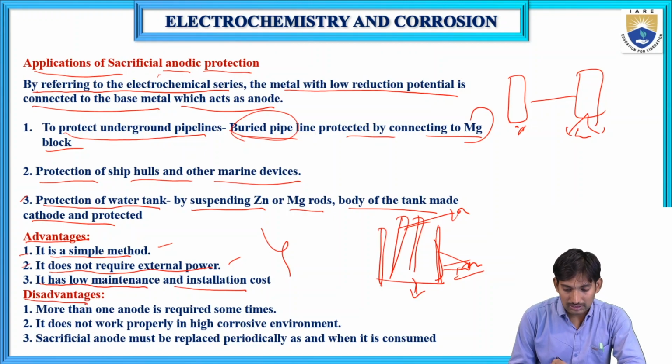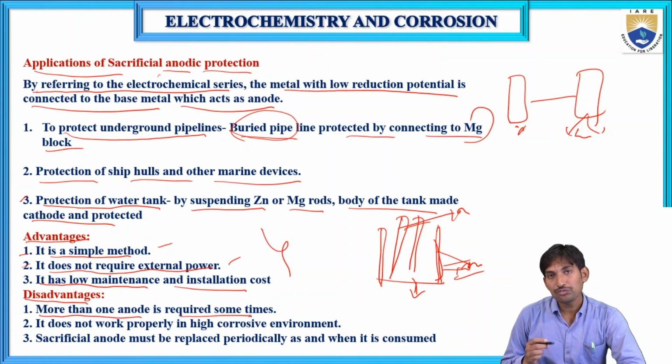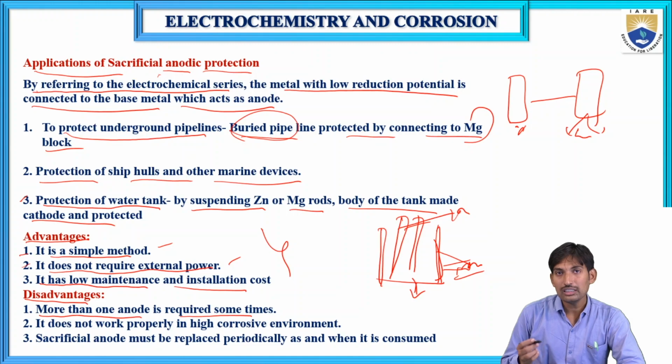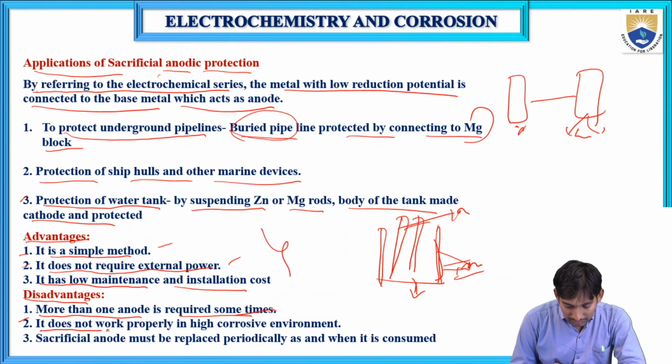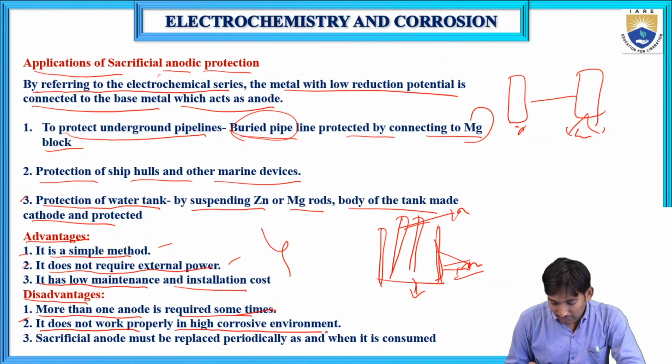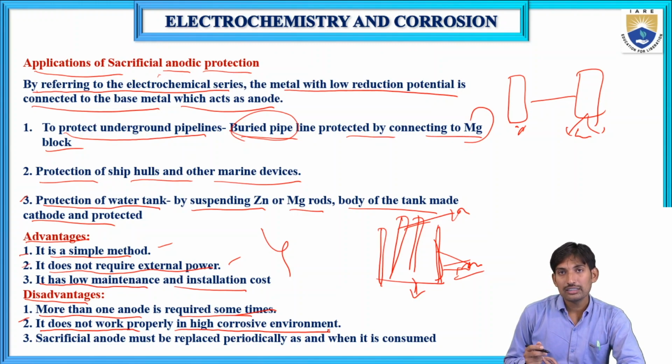What are the disadvantages of the sacrificial protection method? We'll see. First one is, more than one anode is required sometimes. If corrosion takes place continuously, we have to change our anode metals from time to time. So it requires more anodic metals. The second one is it does not work properly in a high corrosion environment. If the environment has a highly corrosive nature, then the sacrificial anode method will not work.